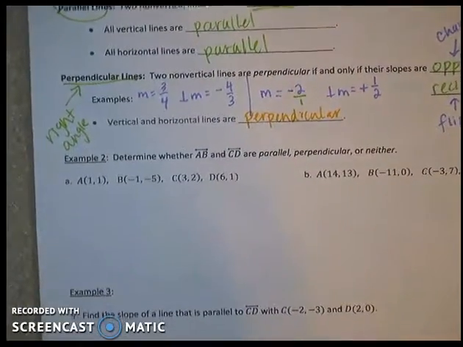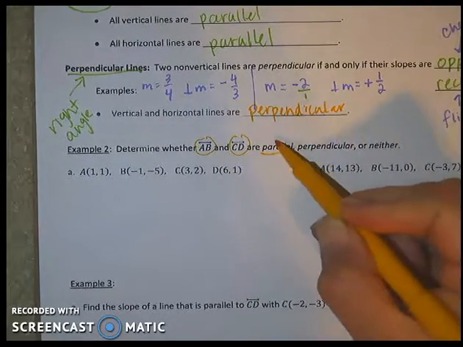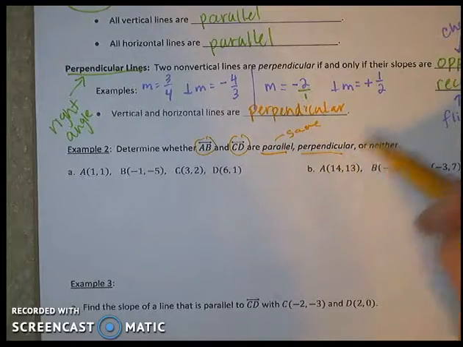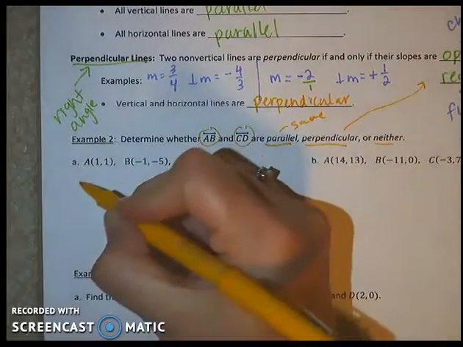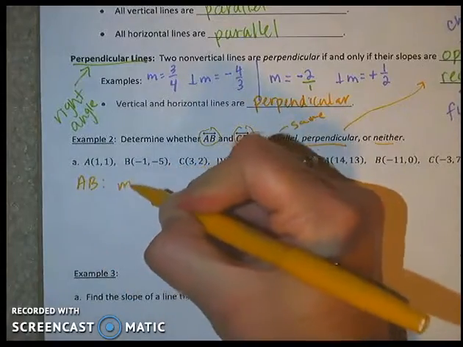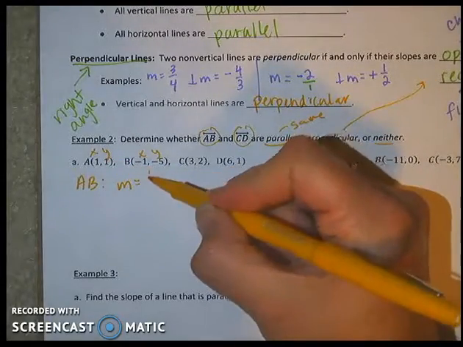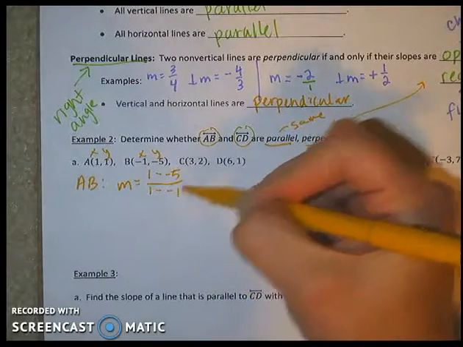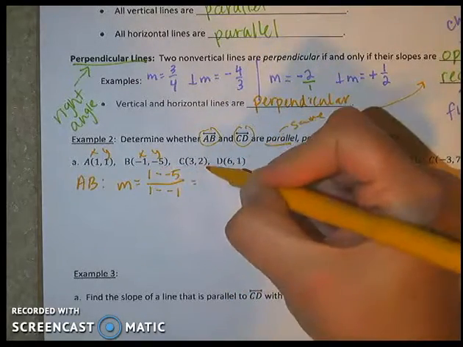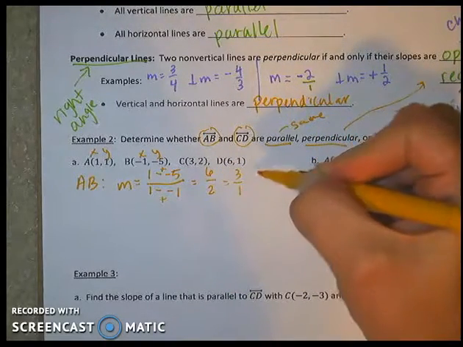Example number 2, it says determine whether line AB and line CD are parallel, so that means the same slope, perpendicular with the opposite reciprocal, or do they have neither? So I'm going to go ahead and find the slope of AB. When I look at AB, remember we have xy, xy. So for AB, we're going to do 1 minus -5 over 1 minus -1. That slope gives me 6/2, because remember those both turn to positive, which is the slope of 3/1, or just 3.